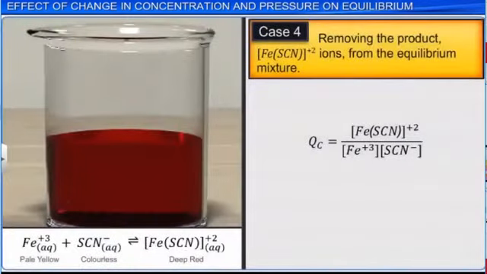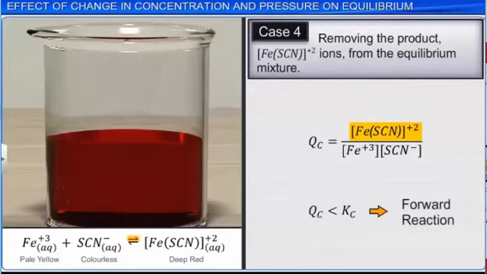Case 4. Removing the product FeSCN²⁺ ions from the equilibrium mixture. On removing FeSCN²⁺ ions from the equilibrium mixture, the value of the numerator in the equation for reaction quotient decreases. This results in Qc becoming less than Kc. Hence, the forward reaction of Fe³⁺ and SCN⁻ ions combining to give FeSCN²⁺ takes place. Thus, you can conclude that removing a product from the equilibrium mixture results in the forward reaction.